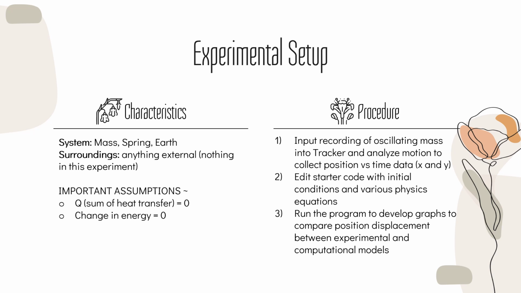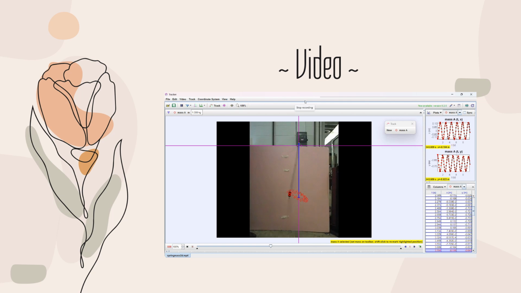So for the procedure, we inputted the recording of the oscillating mass into Tracker and analyzed the motion to collect position and time data for the x and y components. Then we edited the starter code with initial conditions of various physics equations, and then I ran the program to develop graphs to compare the position displacement between experimental and computational models. Here's the video of the oscillating mass.